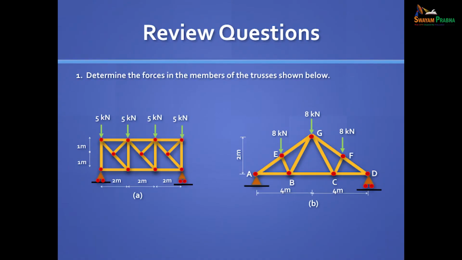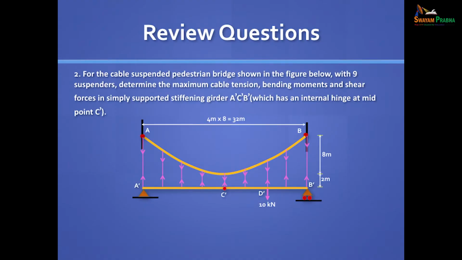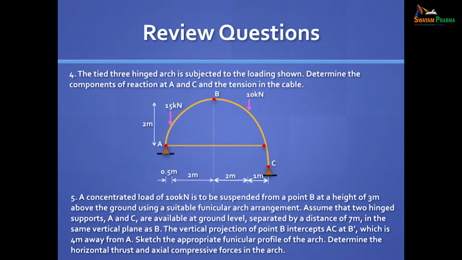Now, next set of review questions you get after we finish every topic, we'll give you, please go through this. Some problems on trusses, pedestrian cable stayed bridge, cable with some interesting, with a pulley here, I think, frictionless pulley here. So try doing this. These are questions we give in exams and so on. And an interesting problem here.